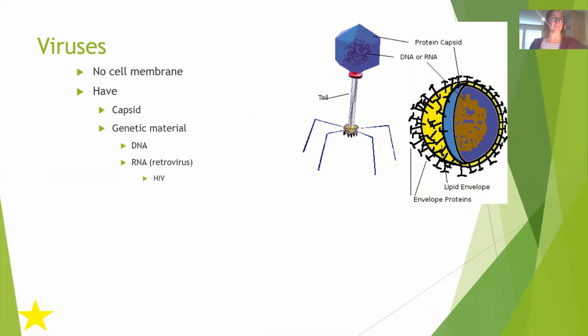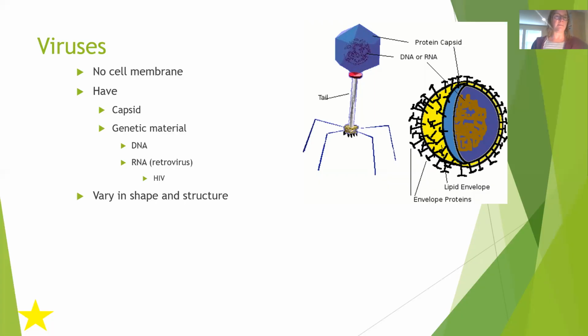So what is a virus? Viruses, again, have no cell membrane. They're not considered living. Instead of a cell membrane, they have what's called a capsid. So in this picture, this whole thing right here is the capsid, and a capsid is a protein coat. And they do have genetic material. Some viruses have DNA and others have RNA. And if they have RNA, they're referred to as a retrovirus. HIV is an example, and we'll talk more about that in a little bit.